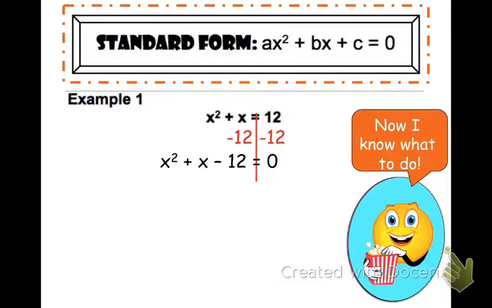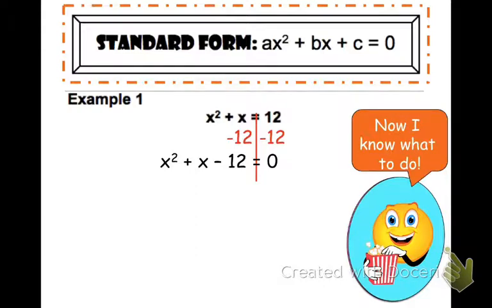So now we know what to do. Whenever one of the terms is on the right side and the other ones are on the left side, we move them all to the same side. Now we can go ahead and do what we did yesterday, which is factor, then use the zero product property to solve. So let's go ahead and do that.